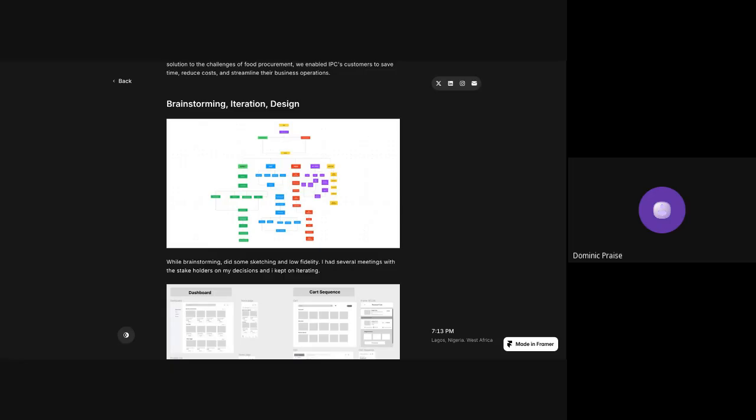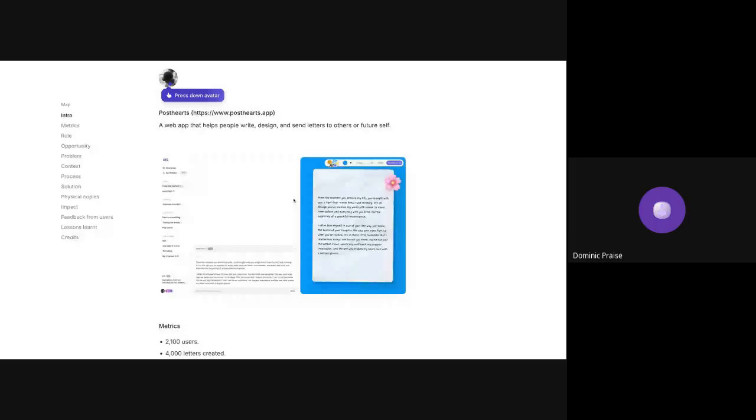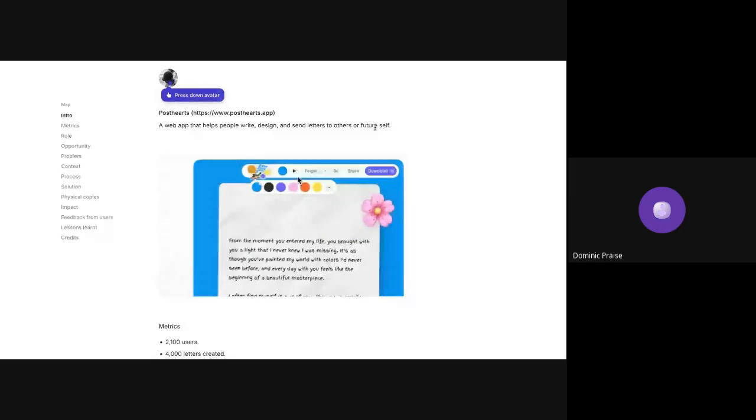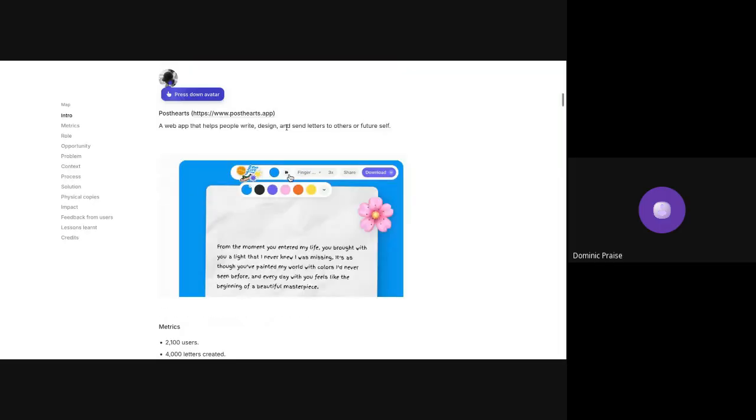Let me also share this case study too. For this one, this person is designing a web app that helps people write letters, design letters, and send them to themselves or other people.